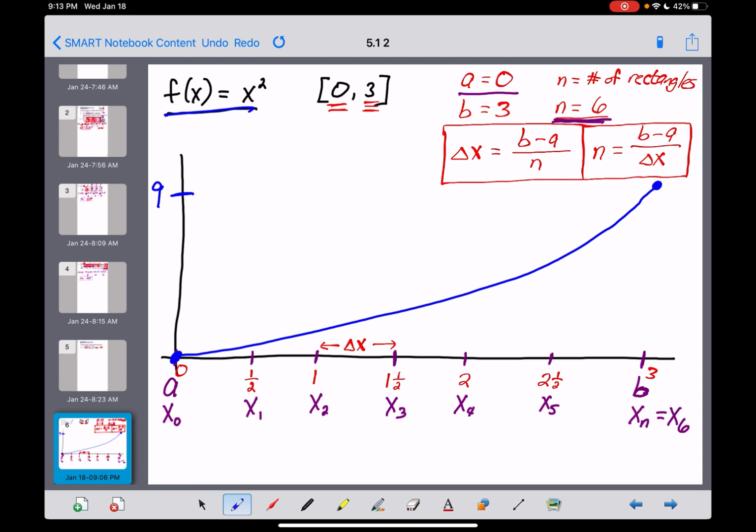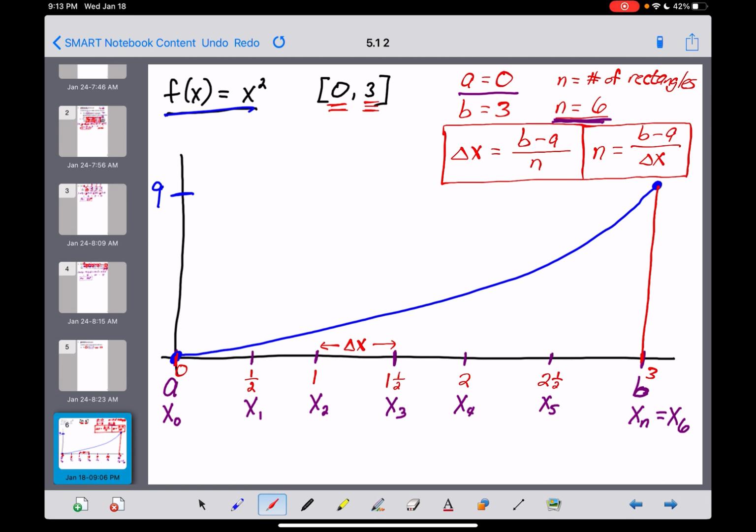So now what we're going to do is talk about trying to find the area underneath this curve right here from x equals 0 to x equals 3 at the end. And we're coming up with an approximation for the area underneath this curve. And how are we going to do it? Well, we're going to start off by doing left endpoint rectangles.